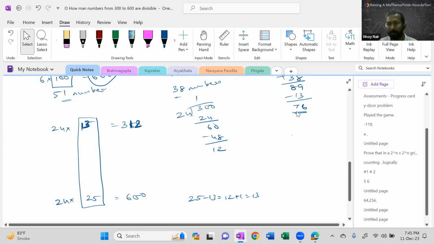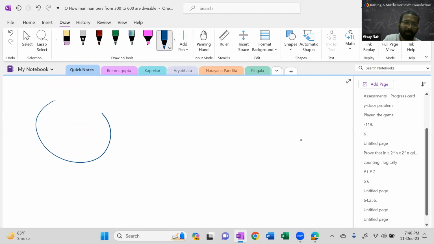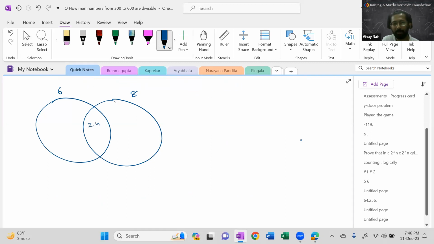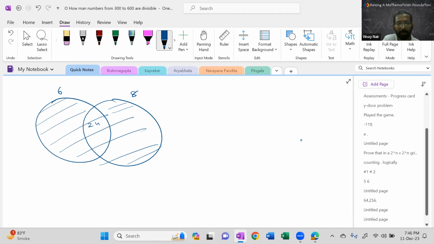Clear? So those 13 numbers we are taking from 89. What we are left with is 76. Right? I believe you guys would have learned Venn diagrams. A representation like this. This is multiples of 6, this is multiples of 8, and this is multiples of 24. When we are saying multiples of 6 or 8, we are looking at this entire shading.